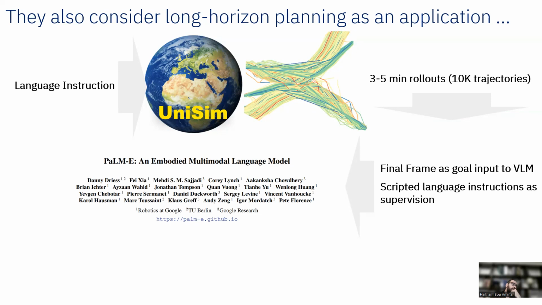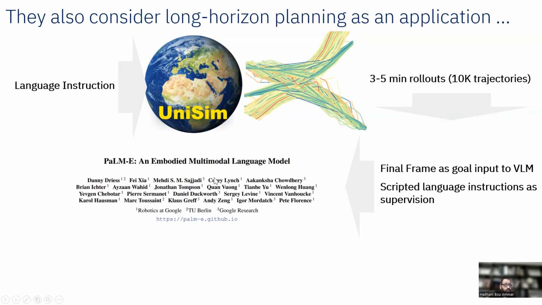So what they've done is they started with the language instruction and created the video. Now they took the final frame of the video and they said, that's my goal, and then the language instruction was kind of the supervision of that video. So kind of you flip the problem. Now you have a video, and that video can be supervised by the scripted language instruction. And then you pass that to a PaLM-E model.